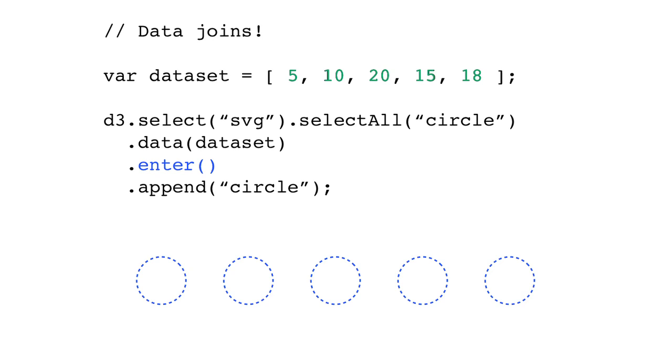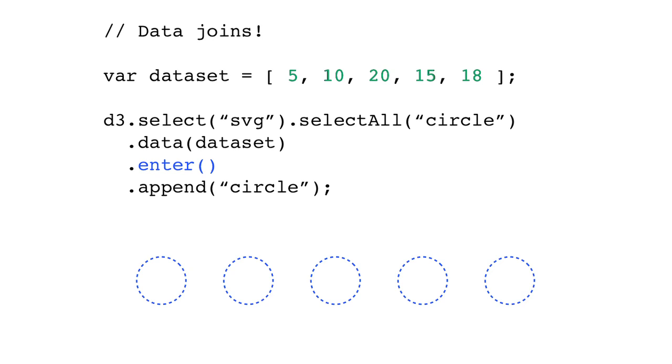Then, because we have more data values than elements, we can use this enter method to access that selection of these new elements. So these new elements that now also still do not exist. So we've selected things that don't exist, and we're taking values that do exist and binding them to things that don't exist. Very confusing. Just put it out of your mind. Listen to me, but put it out of your mind. Just let it flow.